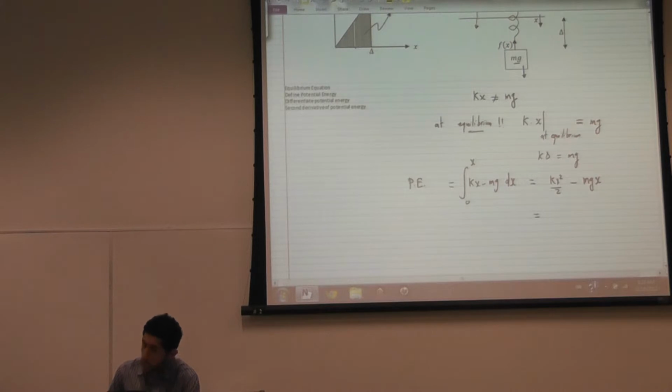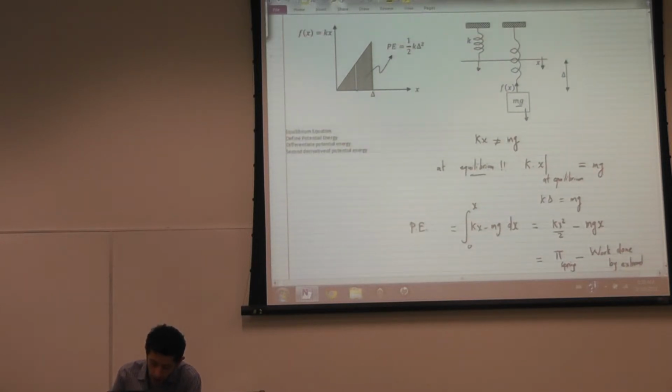Now, looking at this quantity, I have two things. This is what I call the energy stored in the spring minus the work done by external forces. The work done by mg when I move x is mgx. And the energy stored in the spring is equal to kx squared over 2.